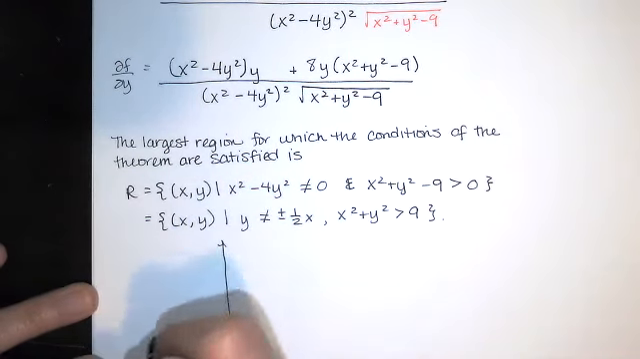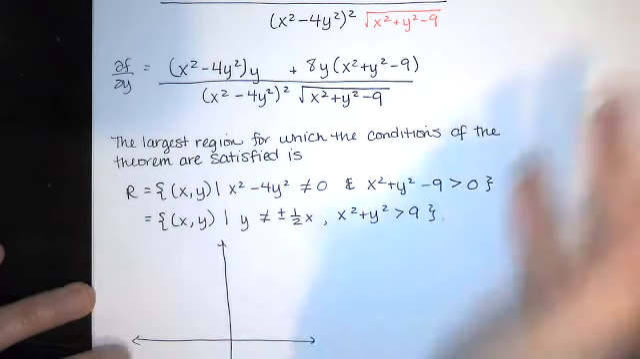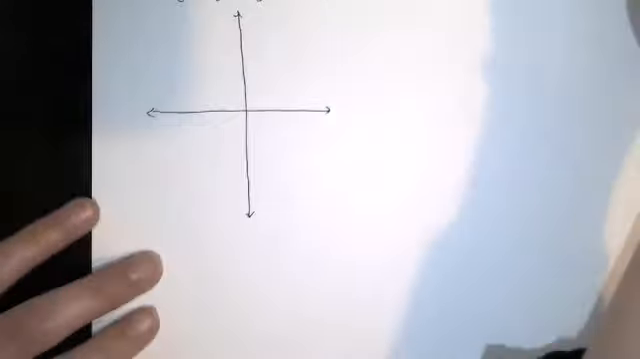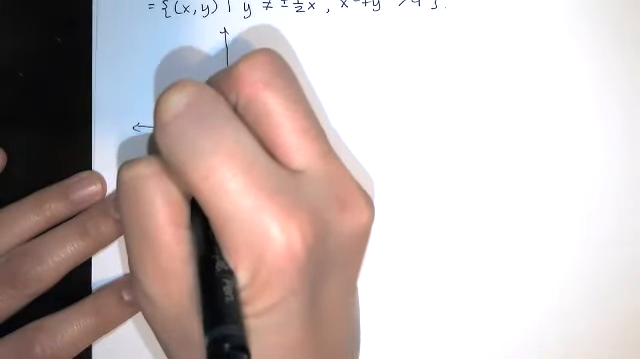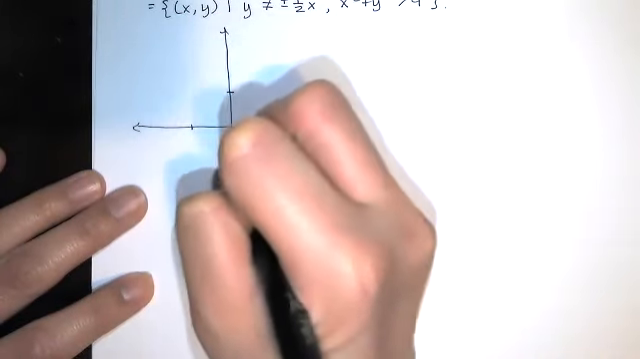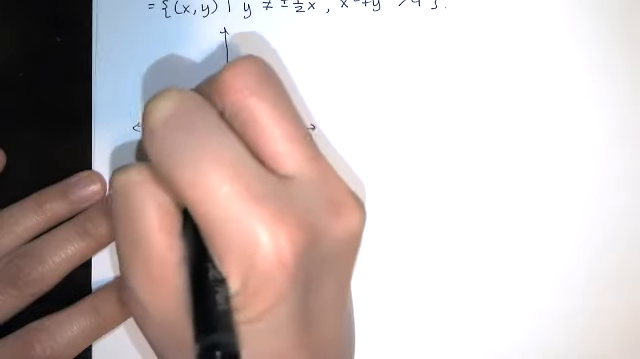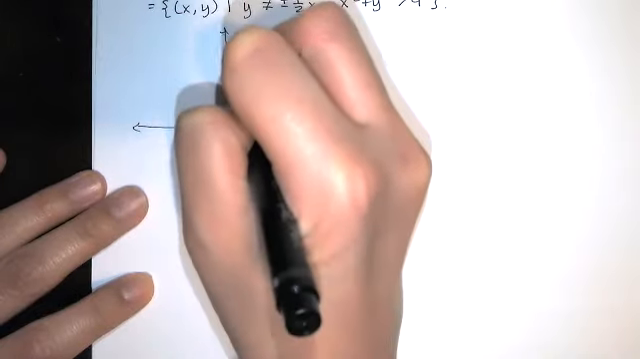Now, if you're saying it's not a rectangle, is the theorem really satisfied? Well, yeah, just put a little rectangle around any point. So we've got a circle of radius 3 here. It's not included.